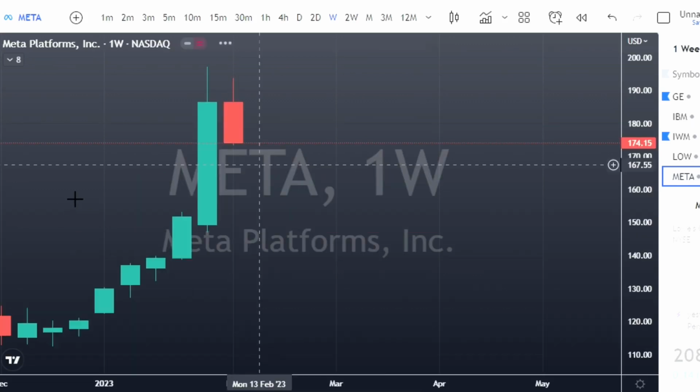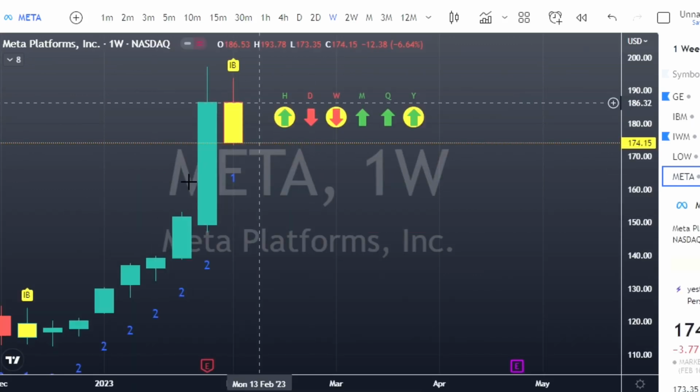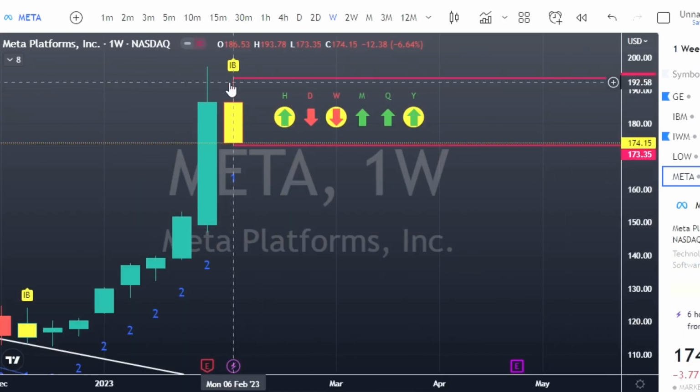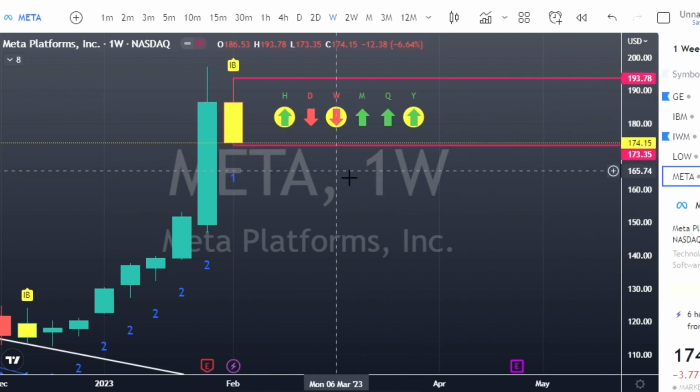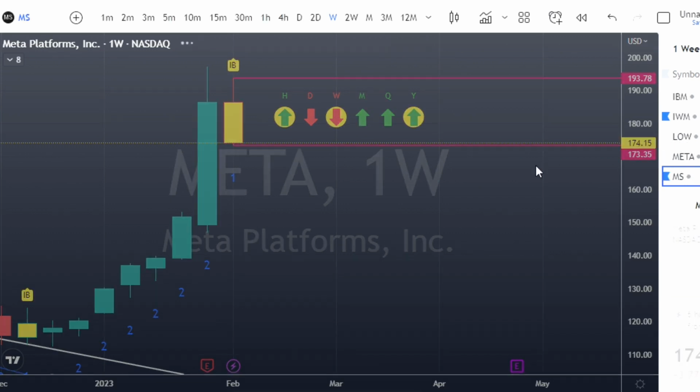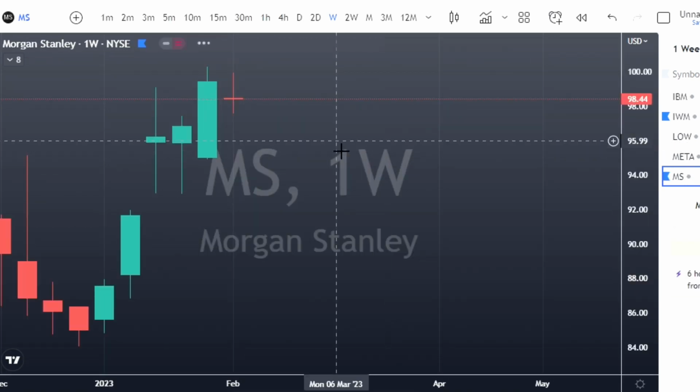Meta, the metaverse, Facebook, inside bar. Calls can be taken with a trigger price of 193.78, or puts at 173.35 on Meta. MS, Morgan Stanley, inside bar.